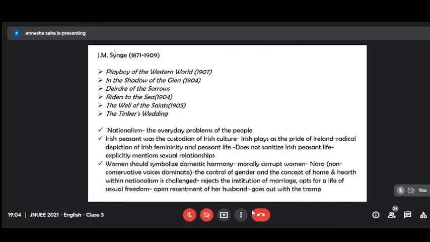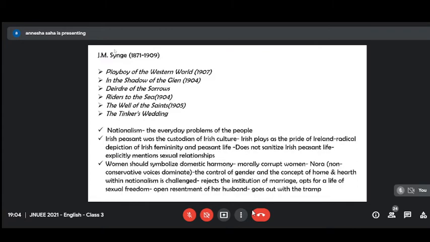She leaves by the end of the play. She leaves her husband, and she goes out with the tramp. She walks out with the tramp, and what this act does is it gives her a lot of autonomy, a lot of independence, and she is finally free from the bounds of the home and the hearth, and from under the control of patriarchy. She goes out into the night with the tramp, and therefore she signals a kind of sexual autonomy as well.